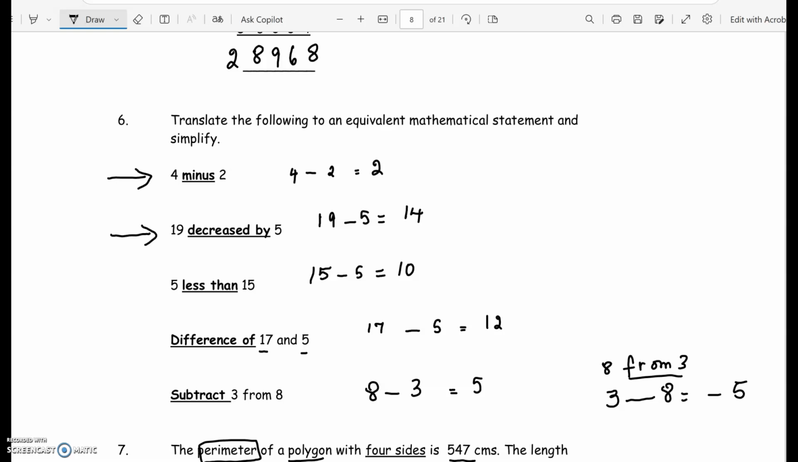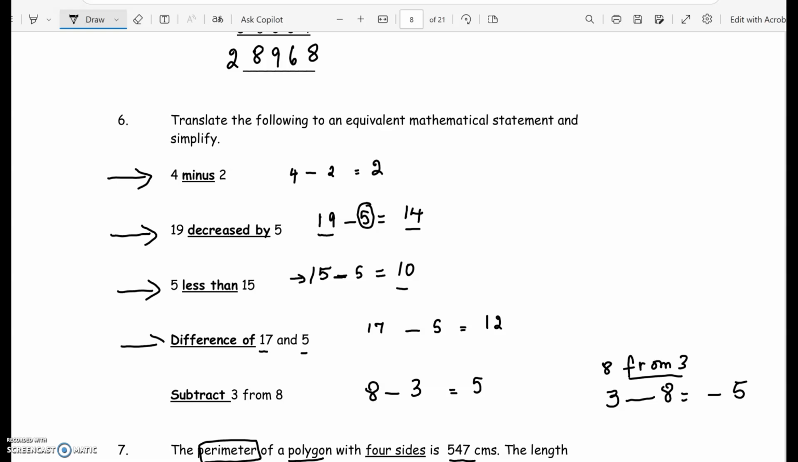19 is decreased by 5. You start with a 19 and you decrease 5 or subtract 5 to get a 14. 5 less than 15. So start with 15 less by 5, which means subtract 5 to get a 10. So that's subtraction as well.